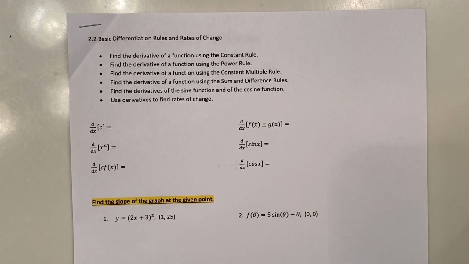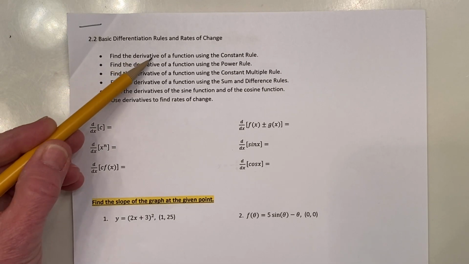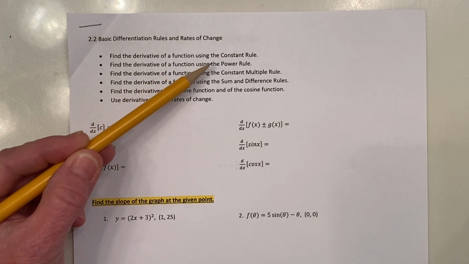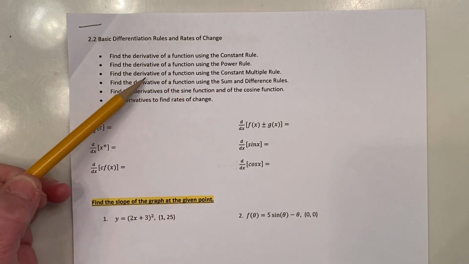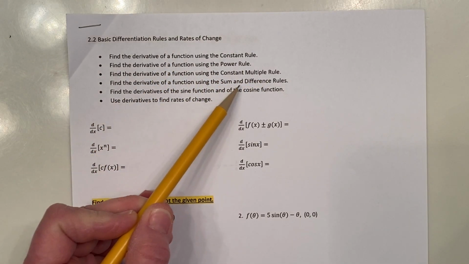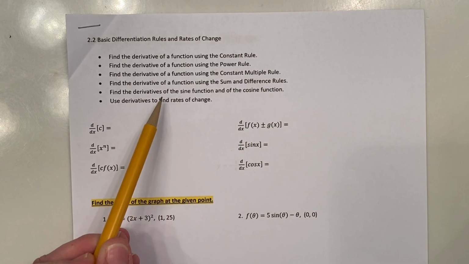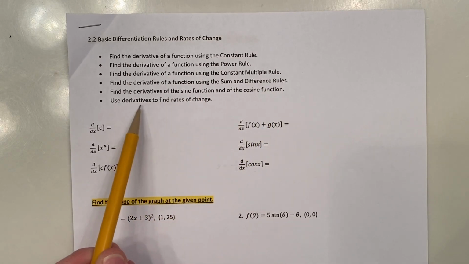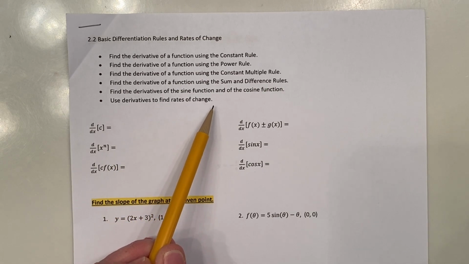In section 2.2, we're going to be looking at basic differentiation rules and rates of change. Our objectives are to find the derivative of a function using the constant rule, find the derivative of a function using the power rule, find the derivative of a function using the constant multiple rule, using the sum and difference rules. We're also going to find derivatives of the sine function and the cosine function. We're going to use derivatives to find rates of change.